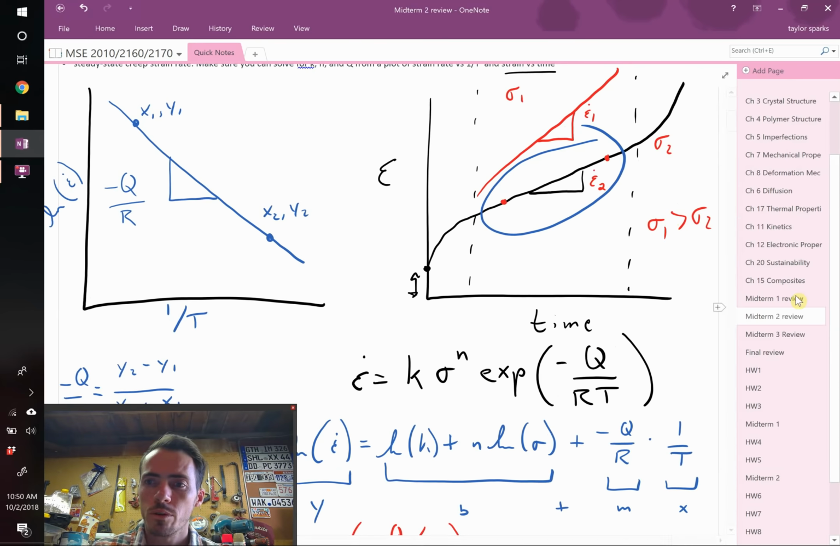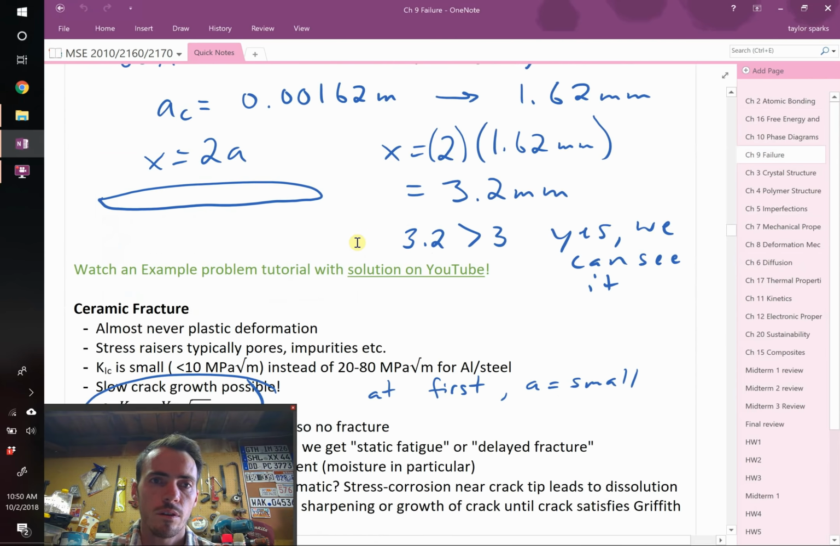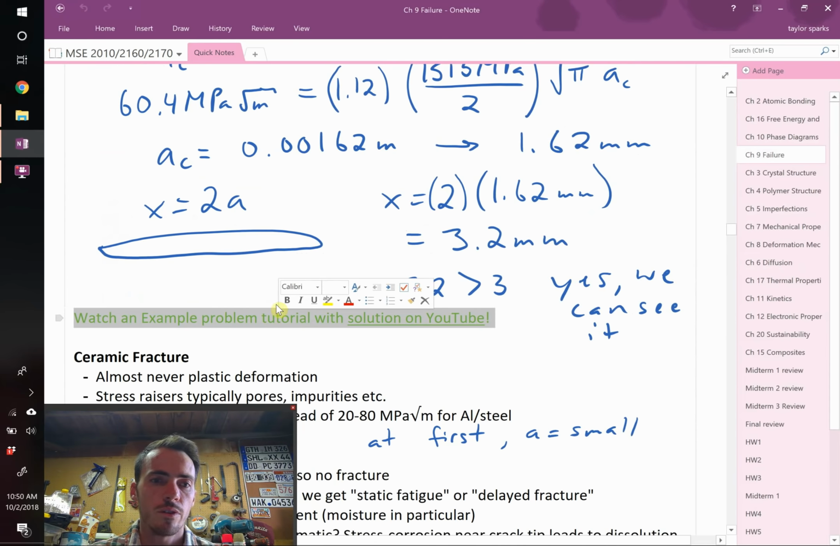Actually, real quick, let me pull up an example video. I think I can just take it from our notes. I'll pull up the one that we used here. So two things. First off, here's one using Griffith fracture toughness.